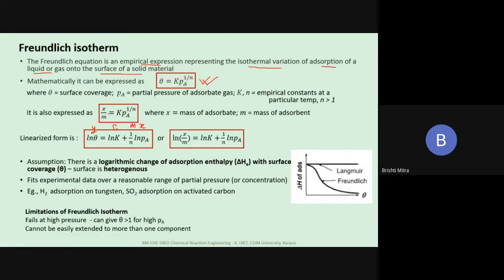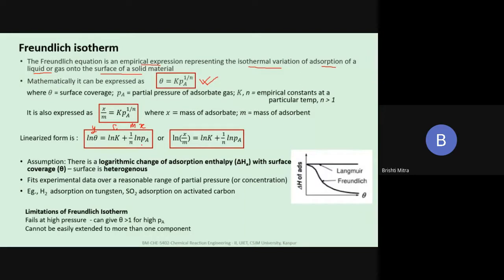Or if I want to linearize this expression, I write ln x by m is equal to ln k plus 1 by n ln pa. So these are the two ways in which, if I plot the ln values and I see that when I plot ln theta versus ln pa, I get a straight line, I can say that my equation does represent the Freundlich isotherm.